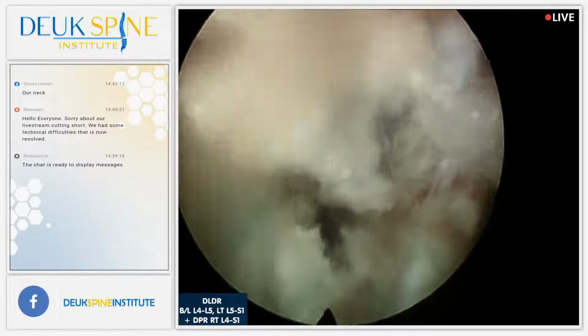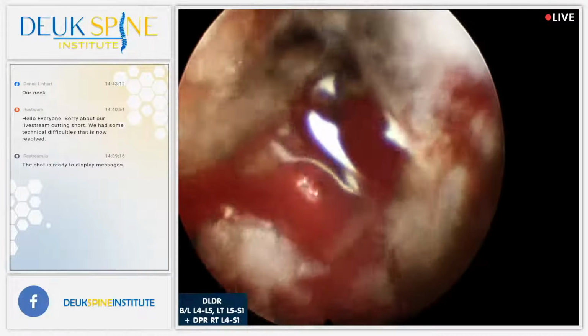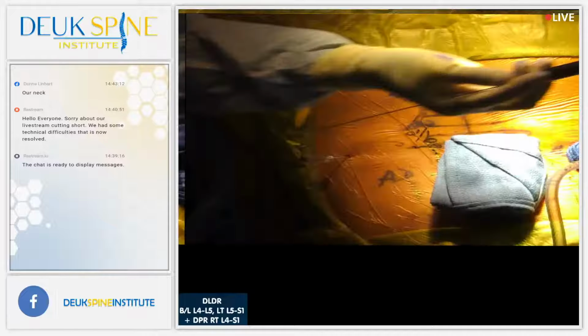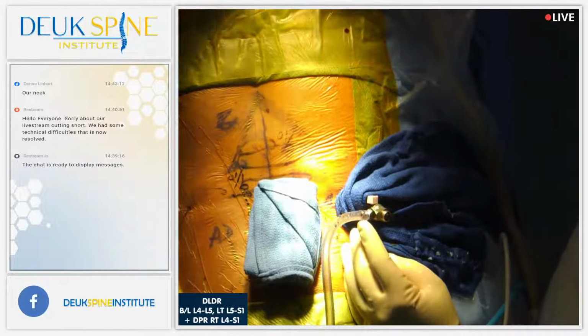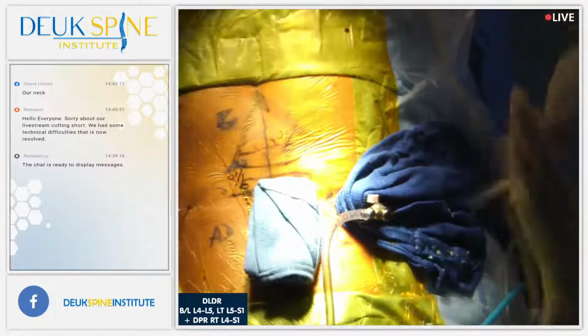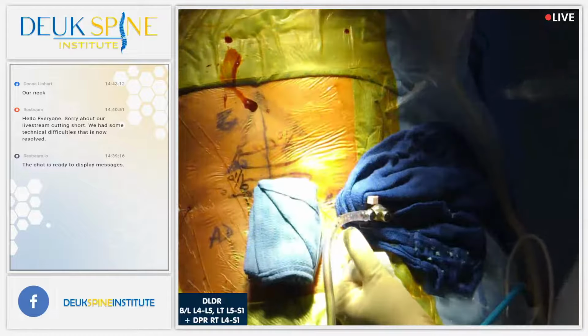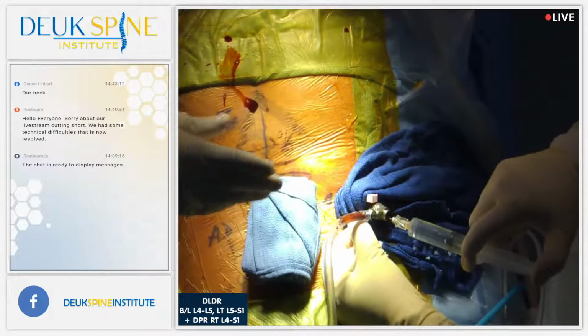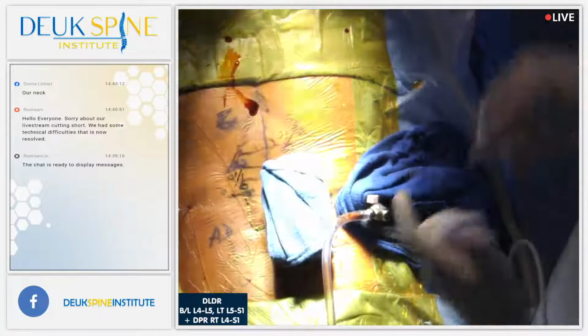We're going to move up to the next disc, which is going to be the L4-5. First, we're going to clean out this area with a little betadine. Then we're going to bring the scope in and use the fluoroscope to navigate to the next disc.